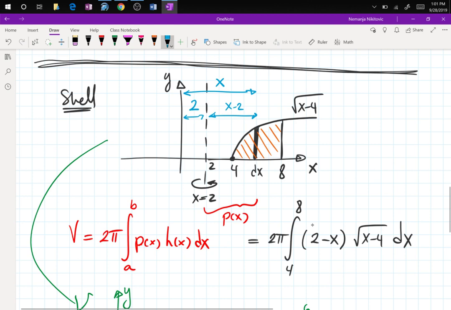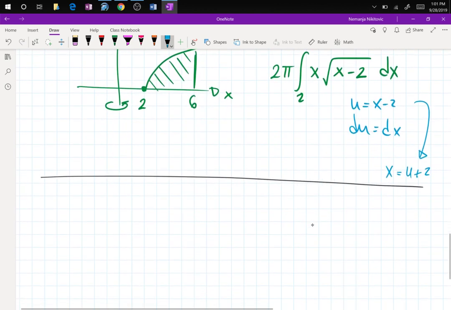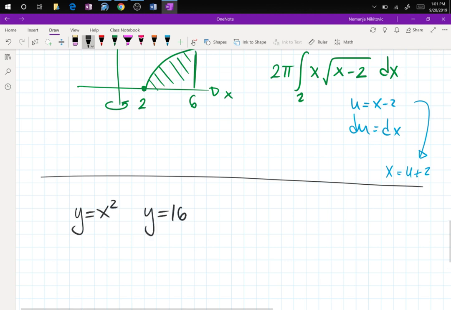Okay. Do you have the washer one? Because those are much worse. So that one I have to actually break my head over. It's the region bounded by y equals x squared, y equals 16, x equals 0. We're rotating around x equals 4.